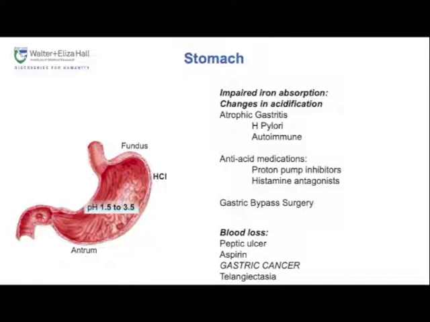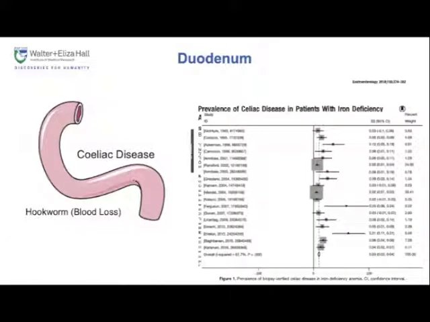So these are the things that are going through our minds when we meet a patient with iron deficiency, especially an older patient. The next place is, of course, the duodenum. So the duodenum is where the action happens. This is where iron is absorbed.